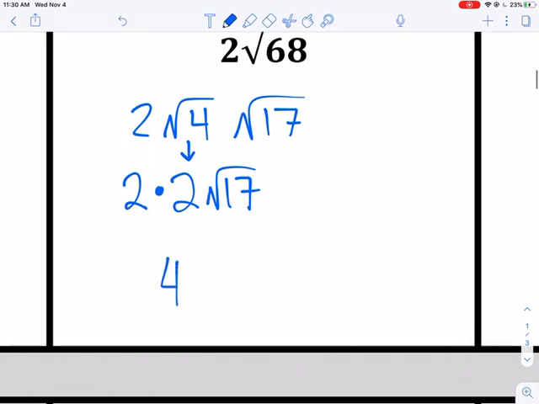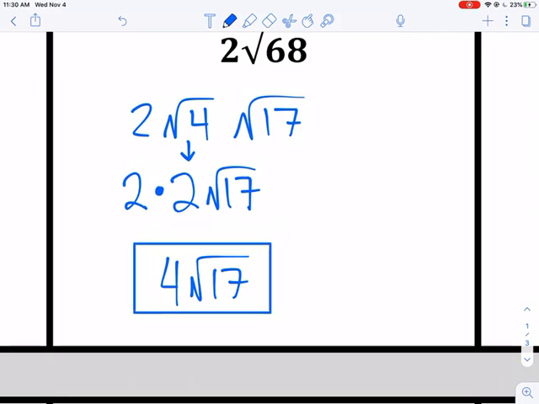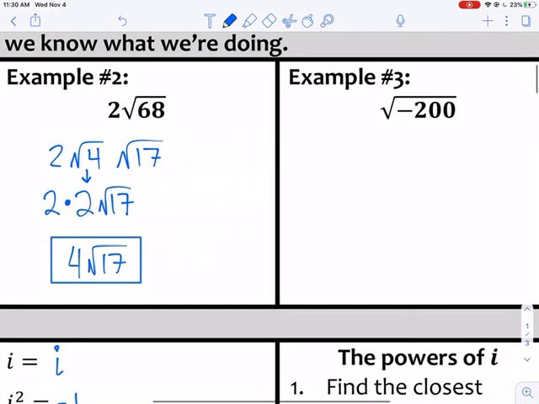Now I've got 2 times 2 is 4 times the square root of 17 for this problem. I know you guys have done this in the past. Here's just a little review on it.